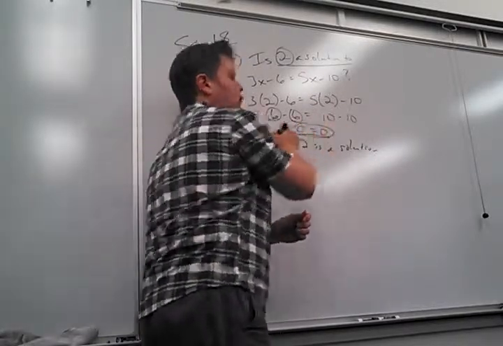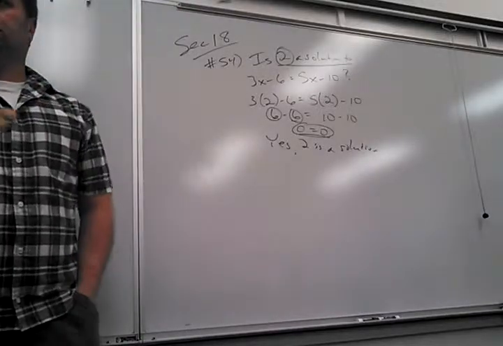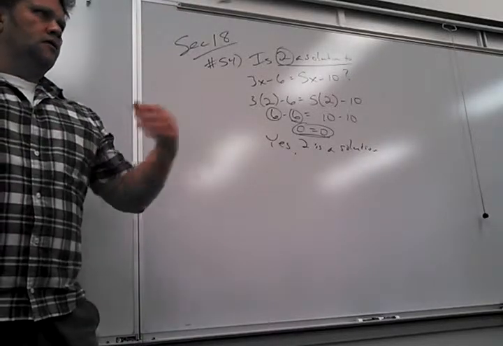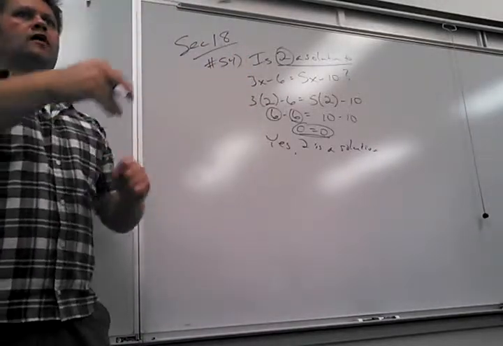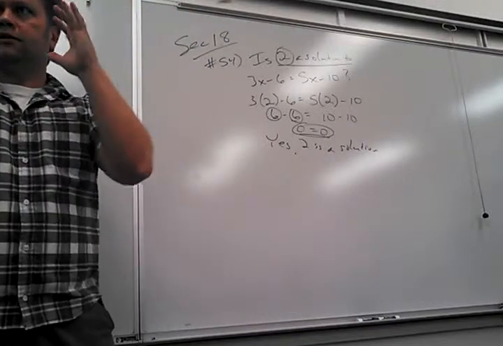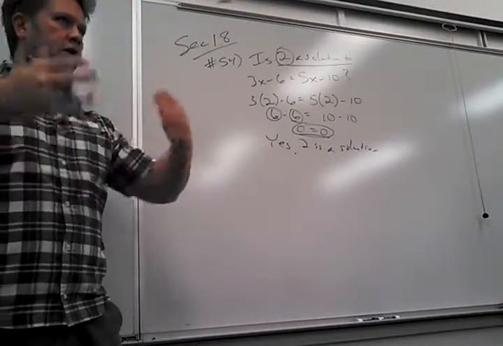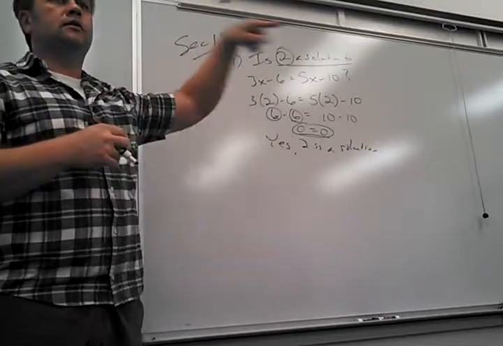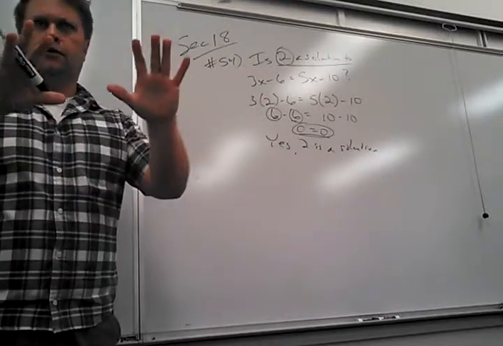Can somebody tell me what that would look like if it was not a solution? 7 equals 0. I love it. 7 equals 0. 2 equals 5. Negative 1 equals 18 billion. Just something that's not true. That would tell you that whatever number you plugged in is not a solution. You guys with me so far? Yes.